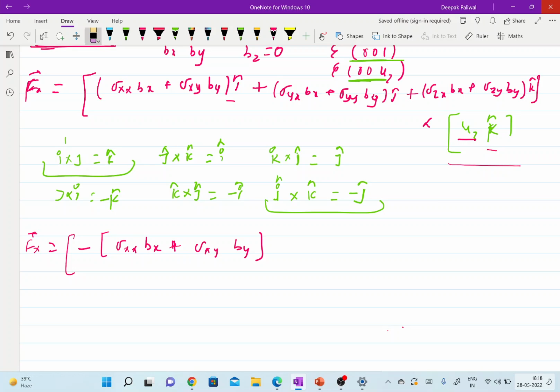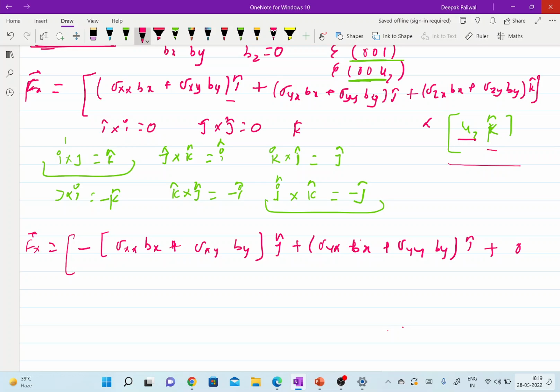So again, this is jk. Here sigma yx bx, sigma yy by, and j cross k is again I cap. Okay, and in the last, if I multiply k cross k, that would be 0. I forgot to mention here, I cross I will be 0, j cross j again 0, k cross k is also 0. Okay, so now we are finally left with this particular equation.